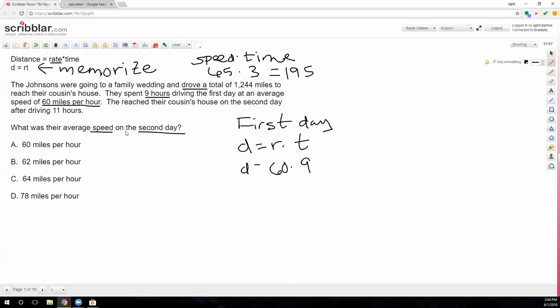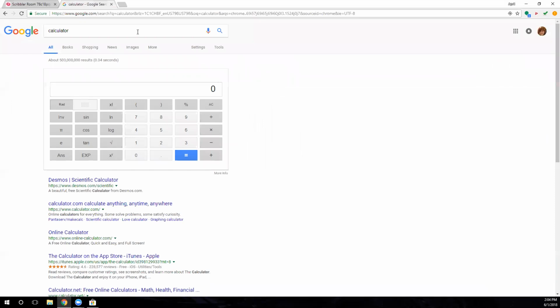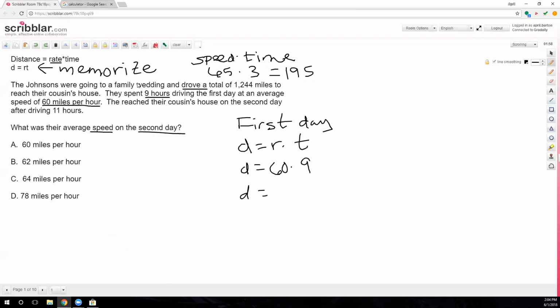So when we do that replacing, then we have to decide, what can I do now? Since the 60 and the 9 are on the same side, we're just going to multiply those together. 60 times 9 is 540. So on the first day, you would have traveled 540 miles.